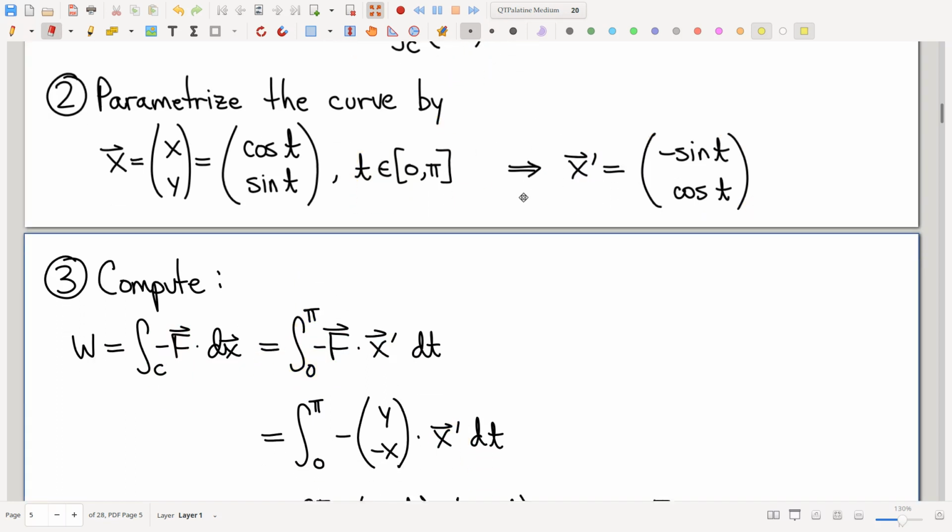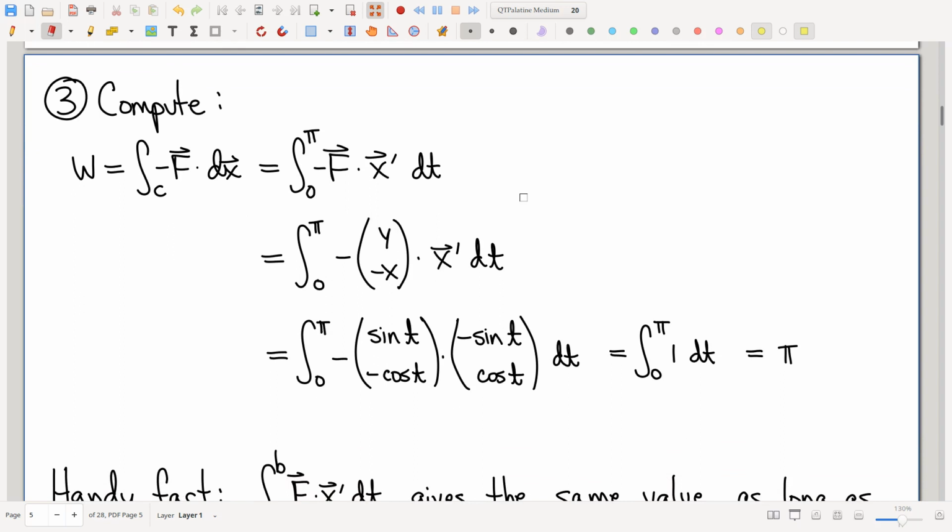Let's see here, and now it's computation time. We did compute x prime already. That was that. The vector field that was given to us is this. Don't forget, we need the negative.